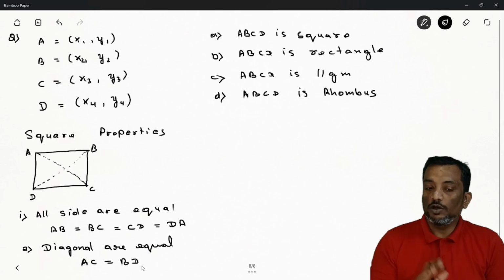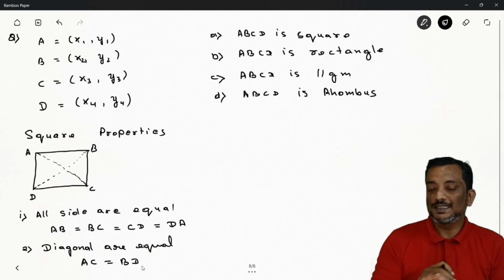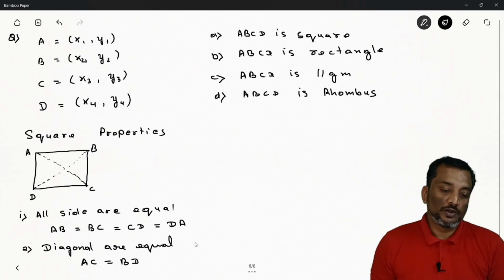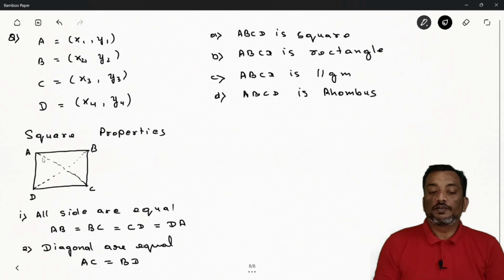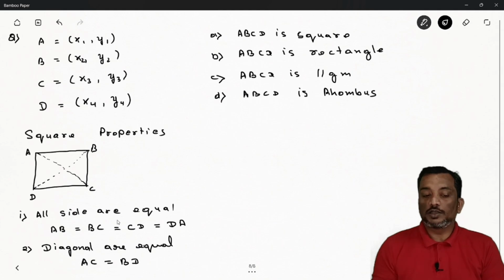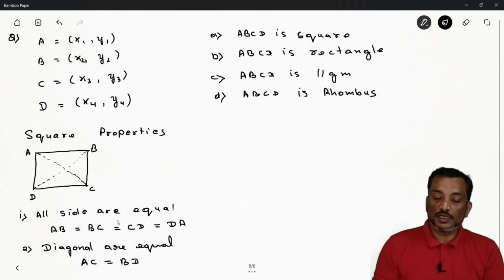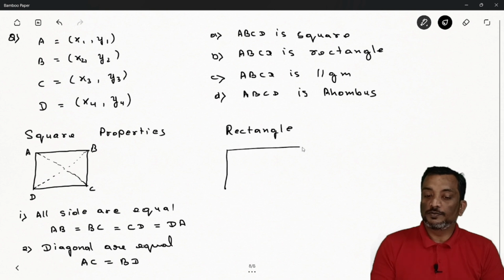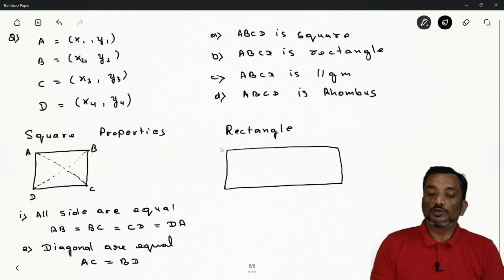But a rhombus is slightly different. In a rhombus the diagonals are unequal, so if the diagonals are unequal, it is a rhombus. In a rhombus also, all the sides are equal. Now talking about the rectangle, everything will be the same. Let's draw one figure. So this is your rectangle. Here also I will give the names A, B, C, D.